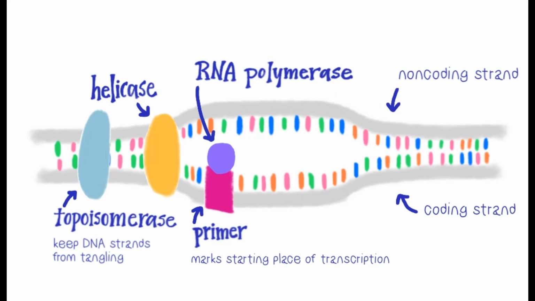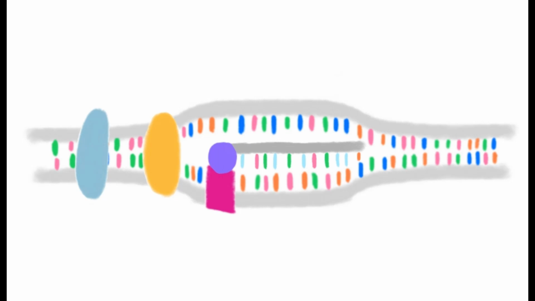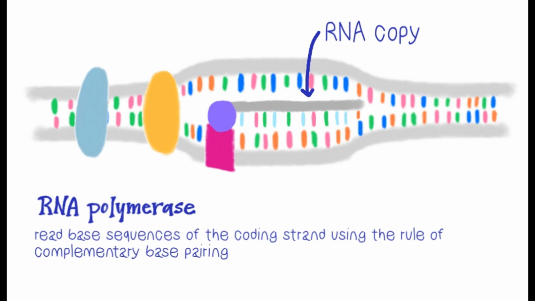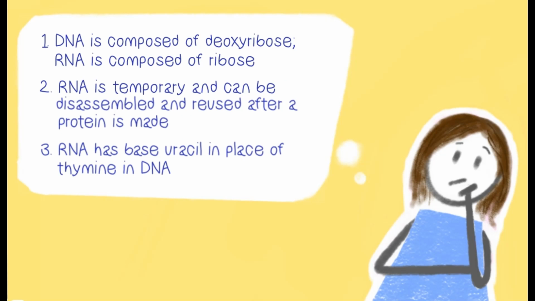What RNA polymerase actually does to create an RNA copy of DNA is to read the base sequence of the coding strand and use the rule of complementary base pairing, where thymine is paired with adenine and guanine with cytosine. RNA polymerase will grab the appropriate base and add it to the growing RNA strand. And it is here that we finally come across the third key difference between RNA and DNA. RNA uses the base uracil in the place of thymine in DNA.